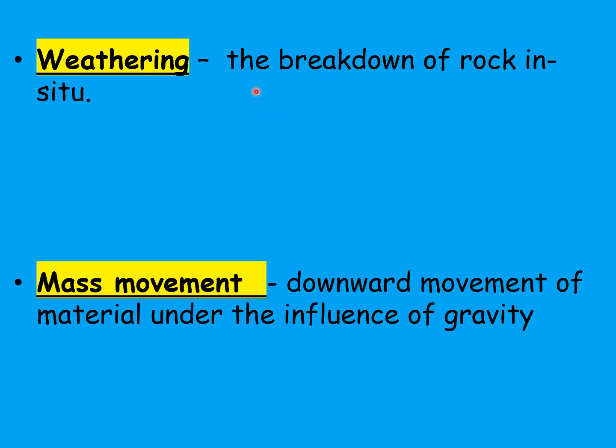And there are several types that we'll be looking at in today's lesson. So this will be the key focus of the session today. Mass movement is a downward movement of material under the influence of gravity: your slumps, your slides, your rock falls, etc. That will be the next session. So again, I want to make the clear distinction.